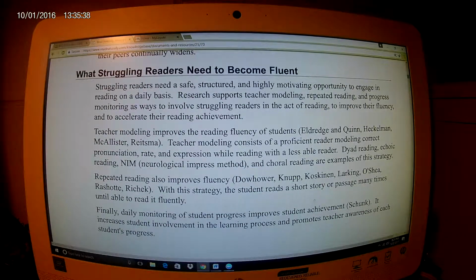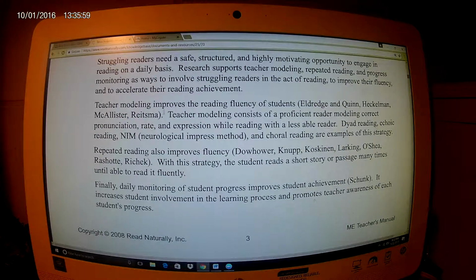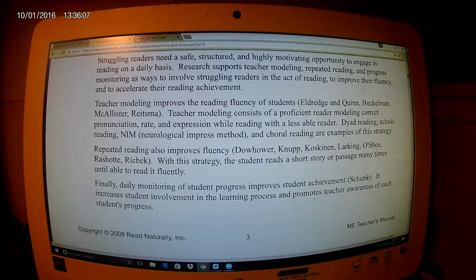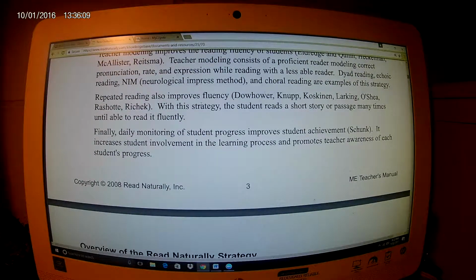So struggling readers need to become fluent. They need a safe, structured, highly motivating opportunity to engage in reading on a daily basis. Research supports, this is the key right here, teacher modeling, repeated reading, and progress monitoring as ways to involve struggling readers in the act of reading to improve their fluency and to accelerate their reading achievement. Teacher modeling improves the reading fluency of students by correcting pronunciation, the rate, and expression while reading with a less able reader. Repeated reading improves fluency by having the student read a short story or passage many times until they're able to read it fluently.